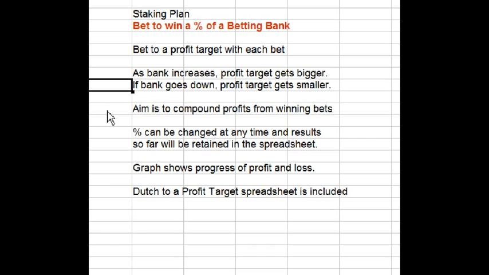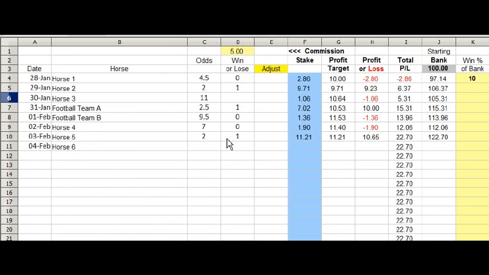So the overall aim is to have some winning bets and compound profits from those winning bets to increase our bank. Now we can change the percentage in the spreadsheet anytime we like, and it will retain all the results that have gone before that point. There's a graph in the spreadsheet that shows the progress of our profits or losses, and also if we need to bet more than one selection in an event, there's a Dutch to a profit target spreadsheet included in this spreadsheet package. Right, let's look at the spreadsheet inputs.